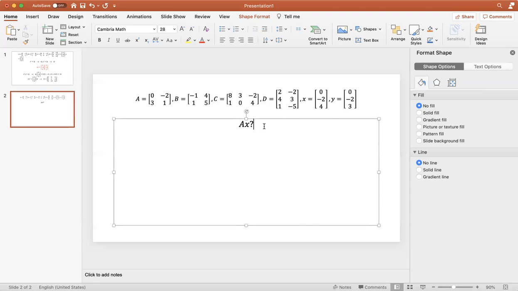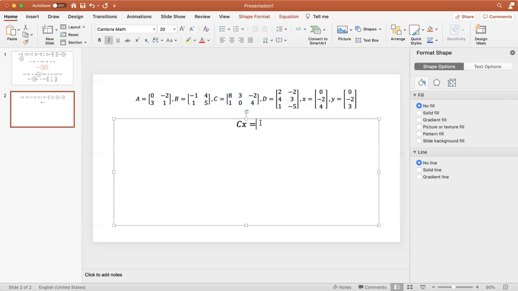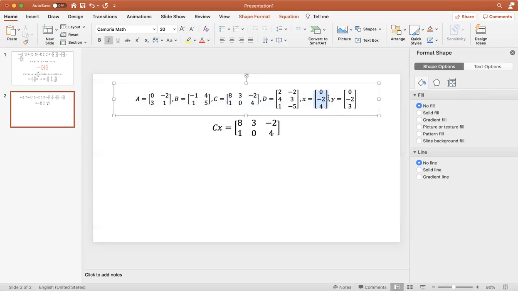But we can do the operation for CX, right? Because the number of columns of C corresponds to the number of rows of X. So if we're going to get the product of C and X, for demonstration purposes, let's copy this matrix here. We'll copy this matrix, we'll copy this vector.